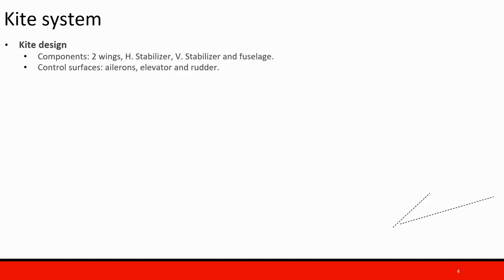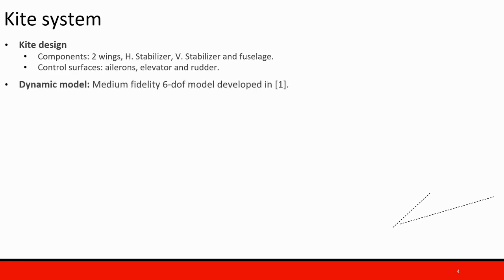The design of the kite is similar to that of a glider in that it has two wings, a starboard and a port, a vertical and a horizontal stabilizer, and a fuselage. The attitude of the kite is controlled through actuation of three control surfaces: the ailerons, which induce a roll moment, the elevators, which induce a pitching moment, and the rudder, which induces a yaw moment.